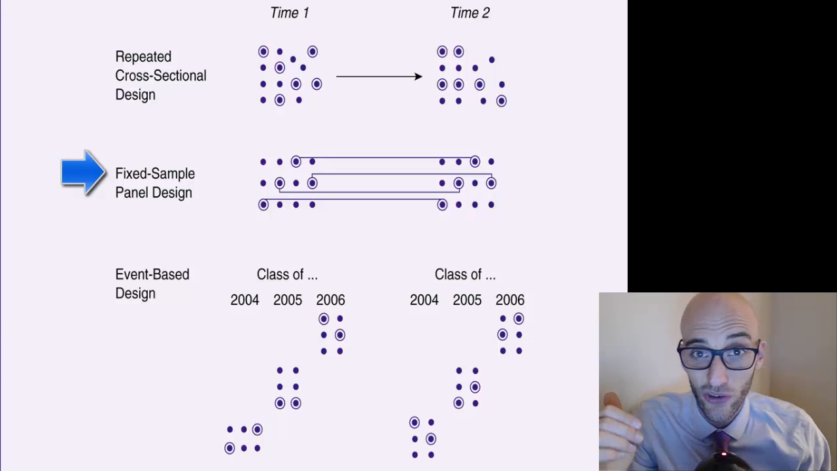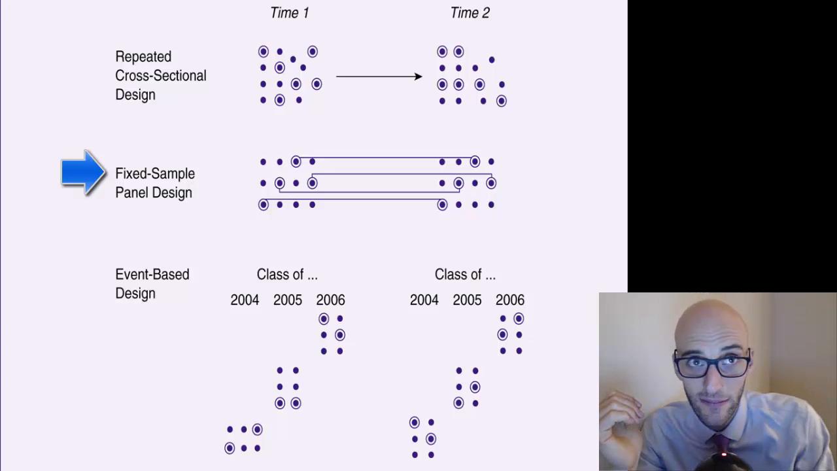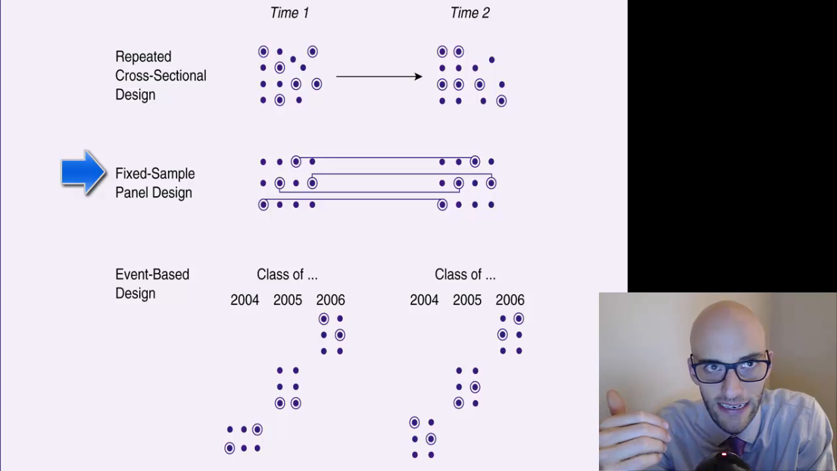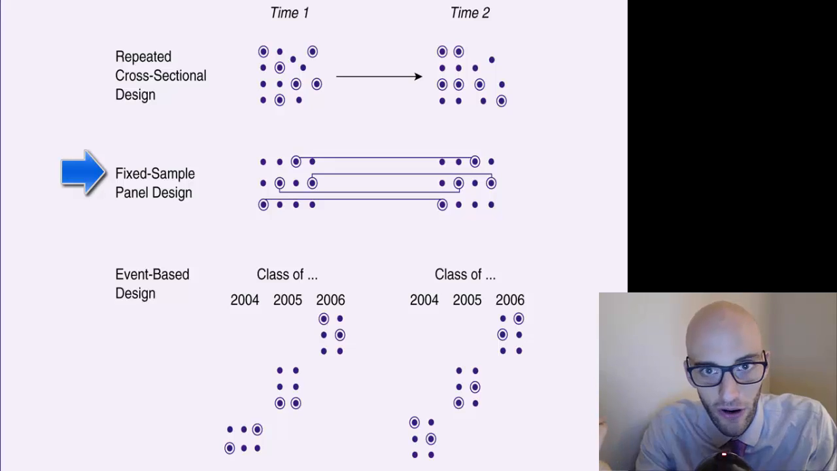The difficulty here is that there's dropout and it's hard to locate those people over time. Contact information changes. It's hard to store data, and even the people collecting the data may turn over during those years.